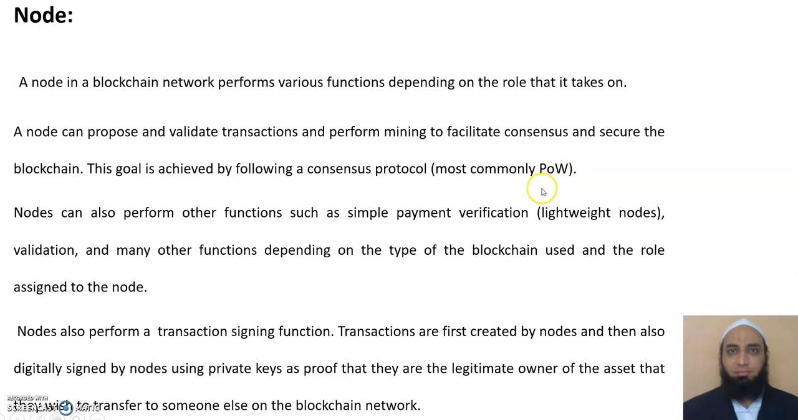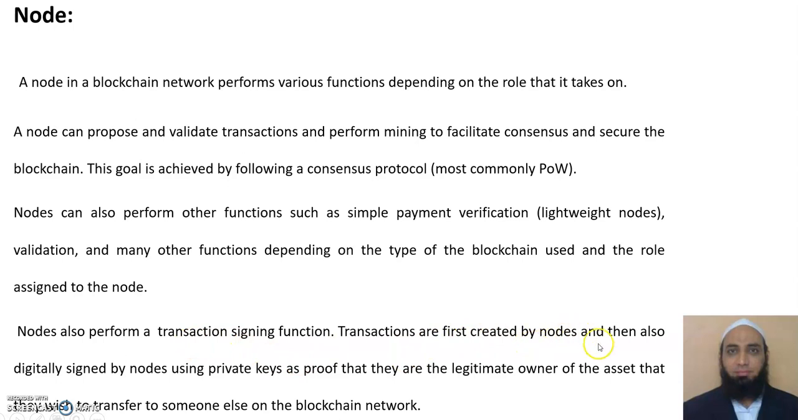This we studied in the earlier classes. So a node can propose and validate transactions and perform mining to facilitate consensus and secure the blockchain. Nodes can also perform other functions such as simple payment verification, that is lightweight nodes, validation and many other functions, depending on the type of blockchain used and the role assigned to the node. Nodes also perform a transaction signing function.